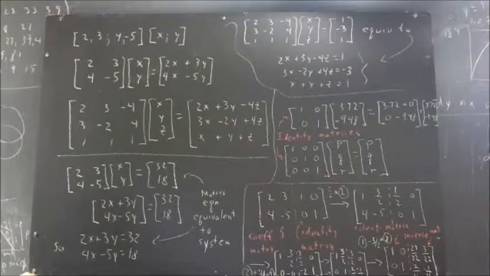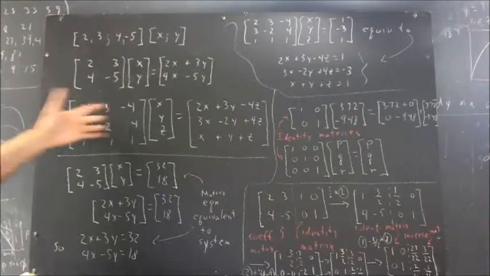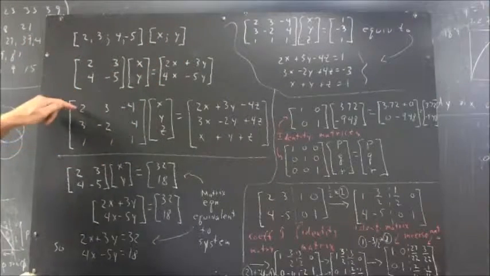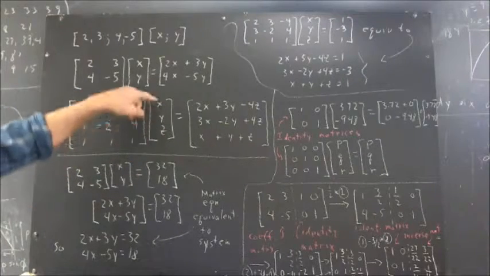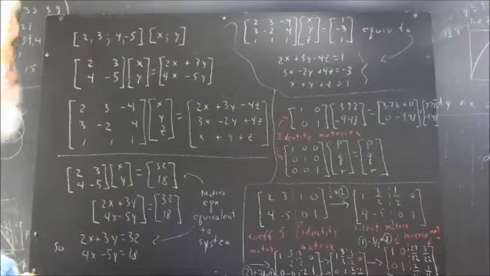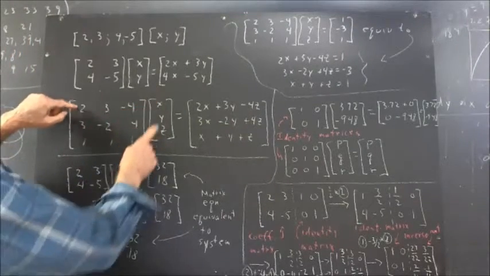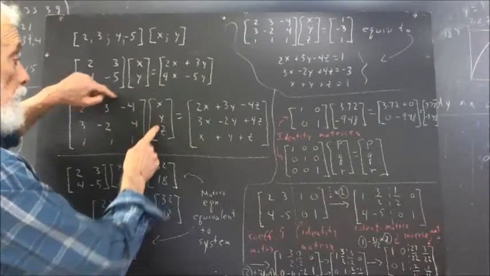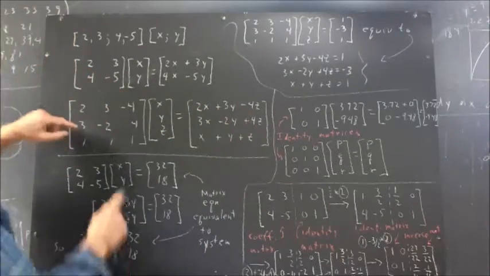Now there's another matrix product, and it's written out in similar notation, but it translates very easily into the matrix that you see here. This matrix multiplied by the column vector x, y, z. And when we multiply this out, what do we get? Well, row times column, 2x plus 3y minus 4z.